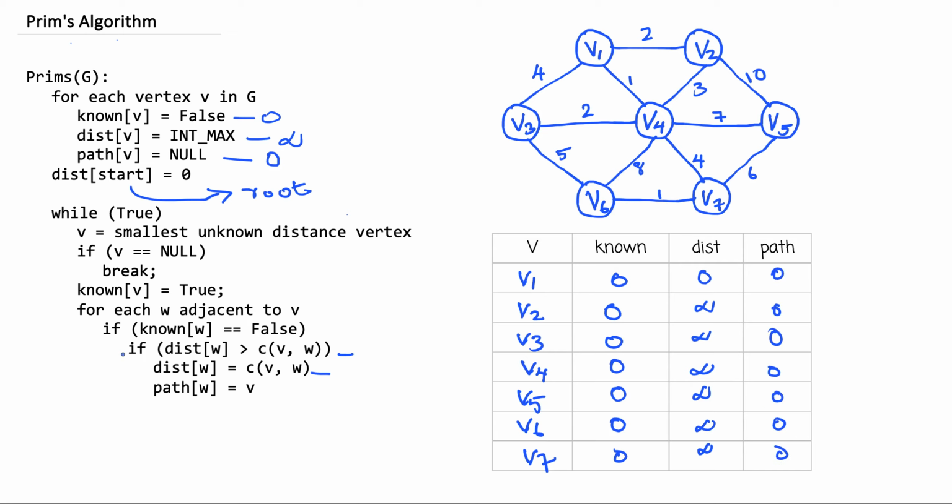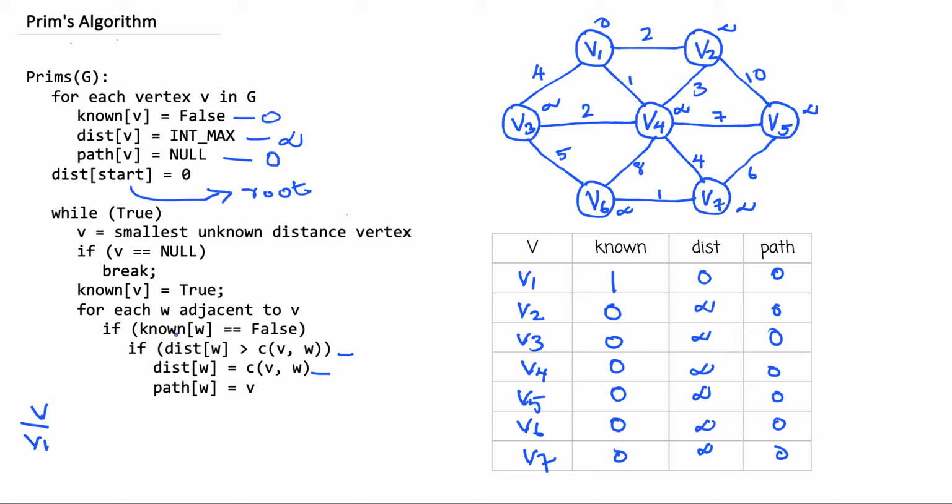Now we will be running an infinite while loop. Now we have to pick the smallest unknown distance vertex. All vertices are unknown and the smallest one is v1. Okay, and we have to check whether that vertex is null or not. That vertex is not null, so we have to assign the known of that vertex equal to true. So here in this case we will be selecting v as v1 because v1 is the unknown vertex which has the smallest distance so far. Then we have to assign the known of that vertex to be true. So I'll be writing known of that vertex to be true.